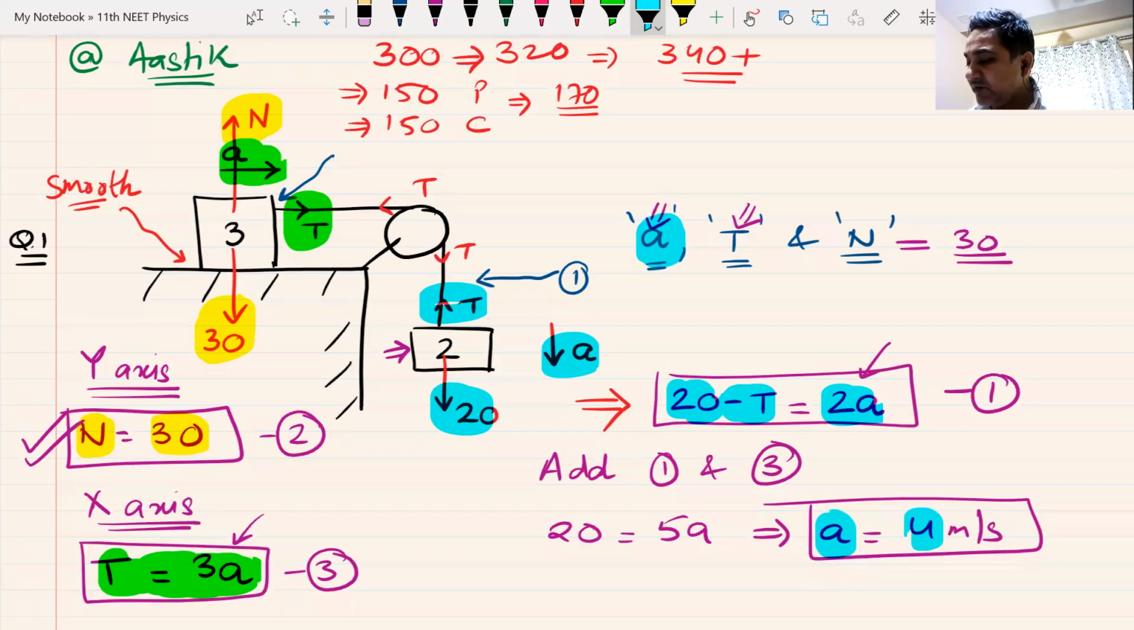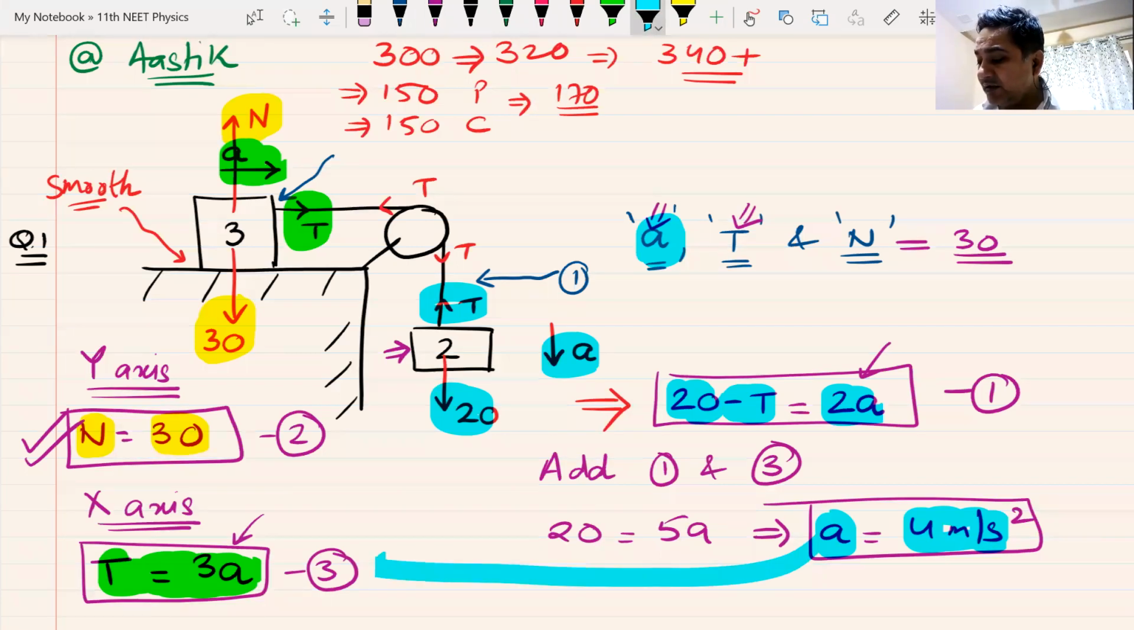Acceleration is 4 meter per second square. For the 2 kg block, it is downwards. For the 3 kg block, it is towards the right. As soon as you get the value of A, you can put the value of A in this equation and you can get the value of T.